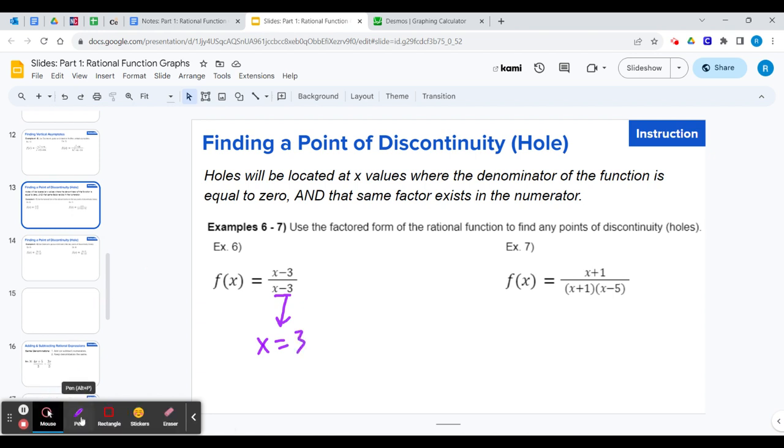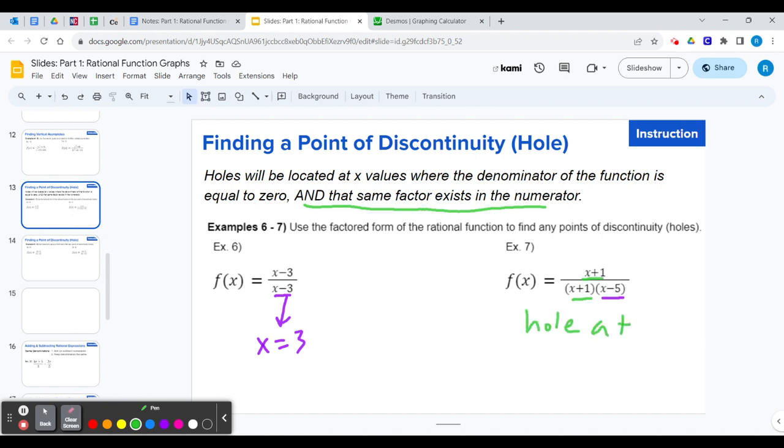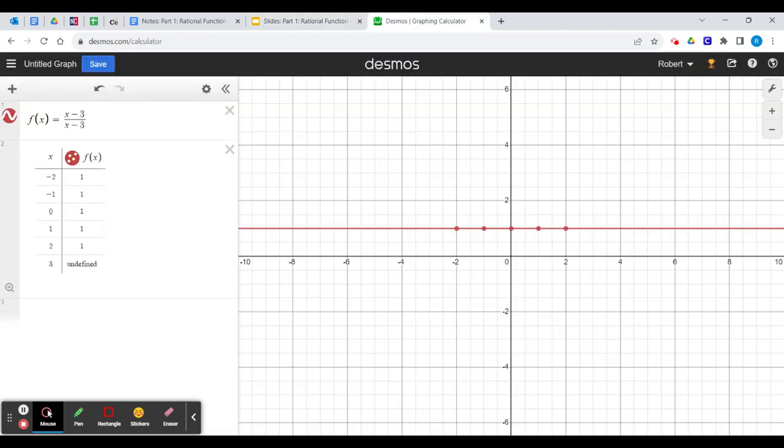Now, in example 7, we can look at this and say, all right, there is something going on at x minus 5 and something else going on at x plus 1. Let's key off x values where the denominator of the function is equal to 0 and that same factor exists in the numerator. That x plus 1 exists in the numerator as well. So we have a hole at x equals -1. And that purple factor, x minus 5, is going to be an asymptote.